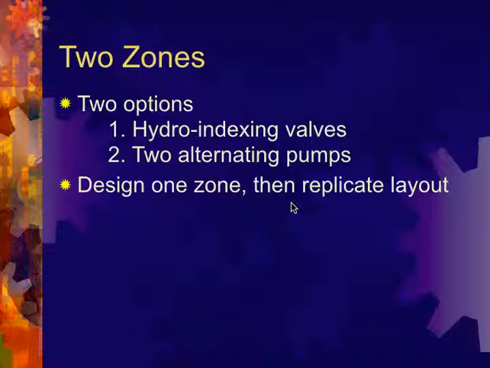One little drawback: the indexing valves, they work great until they don't. Using alternating pumps is a little bit more cost, but it's much more reliable. So you kind of have to make your decision on which option you'd like to do. Now, again, doing multiple zones, what we do is we design one zone, say up to 1,000 emitters, and then we just replicate that several times in our layout.